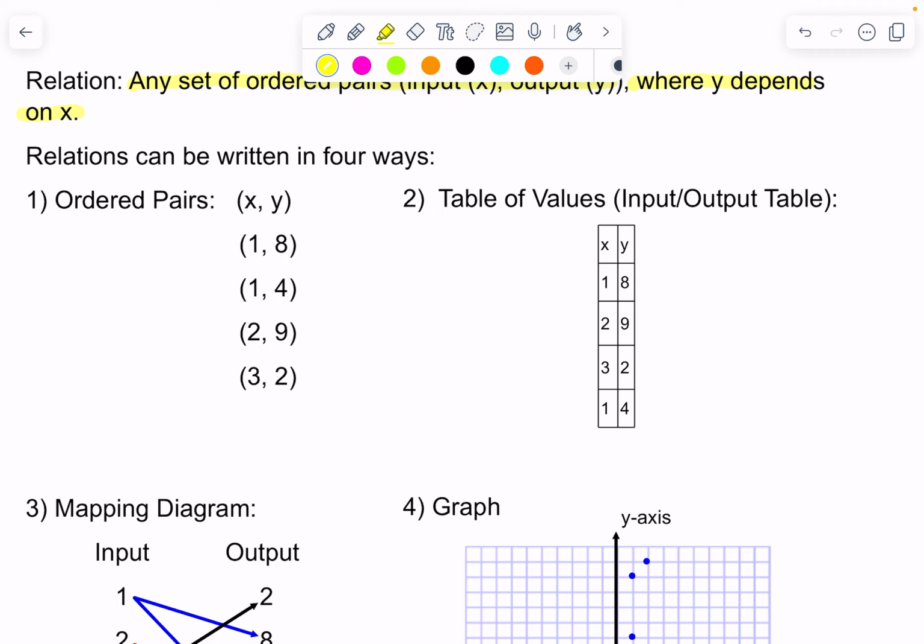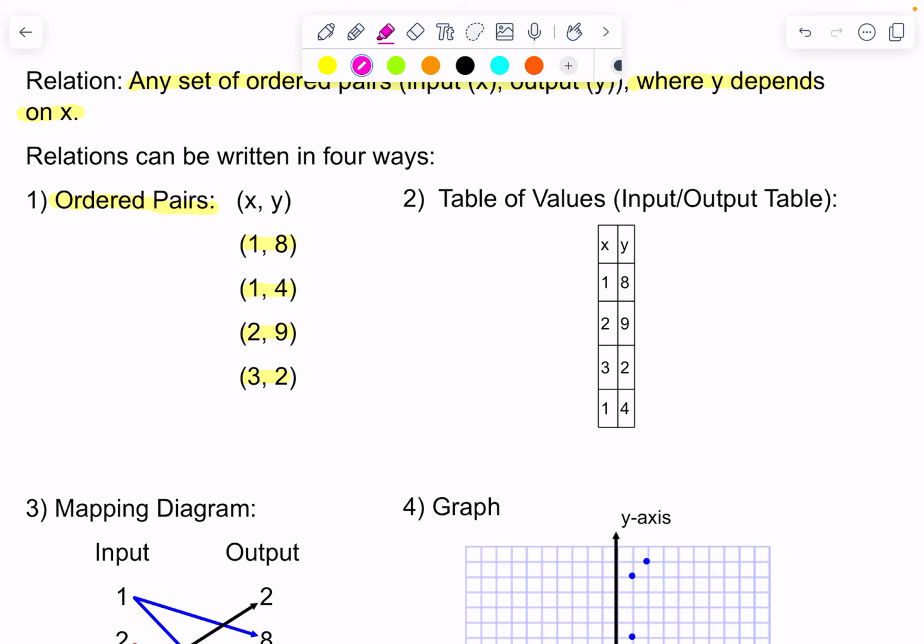There's 4 ways to write a relation. We can look at it as ordered pairs, and as you can see, we have our x and y values here: 1, 8, 1, 4, 2, 9, 3, 2. It doesn't have to have any rhyme or reason or any pattern. It's just a set of ordered pairs.